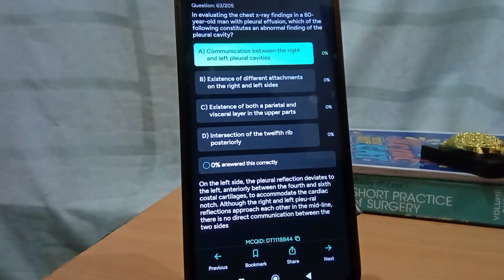So, which of the following constitutes an abnormal finding? That is communication between the right and the left pleural cavities.